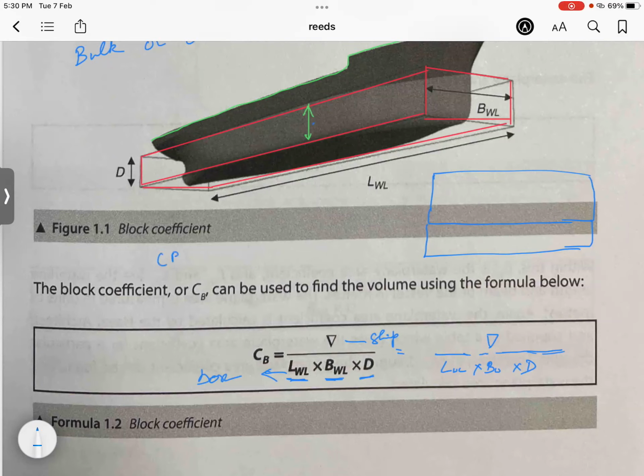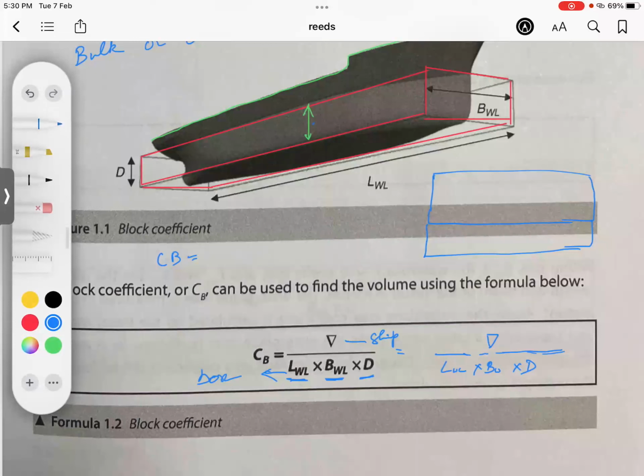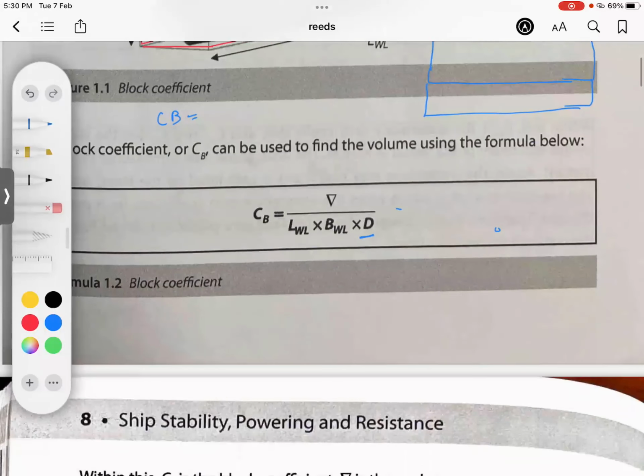Formula of CB is equal to, please write this formula, underwater volume divided by length into breadth into depth, right? It is of the box. Did you understand this much, guys? Okay. Yes, sir.